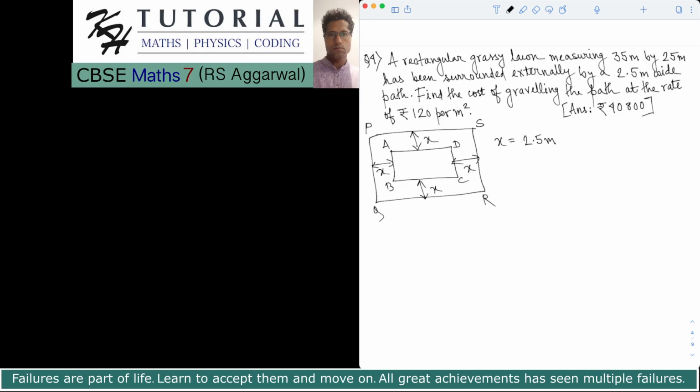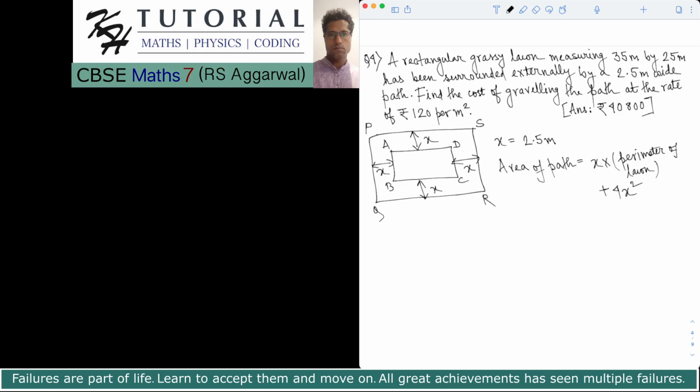So the formula to find the area of the path when the path is along the rectangular plot externally, or outside the rectangular plot, is: area of path is equal to x, that is the width of the path, multiplied by the perimeter of the lawn, the rectangular plot in this problem, plus 4x square.